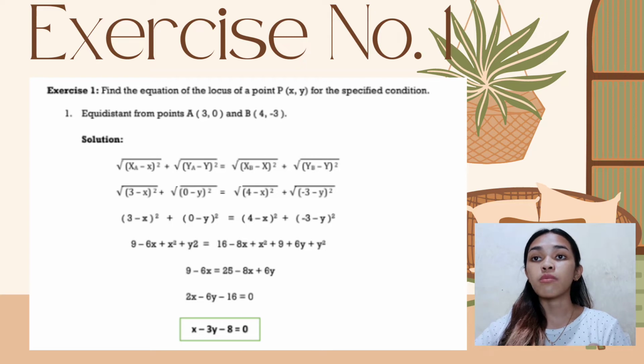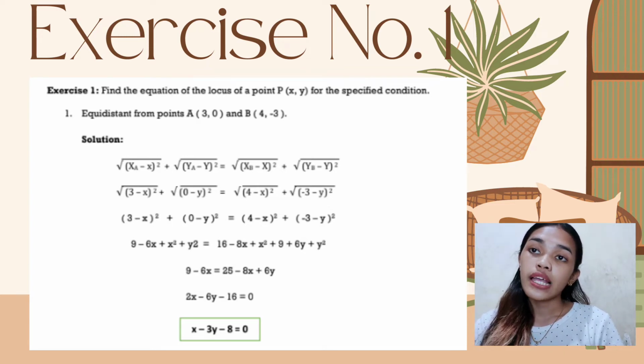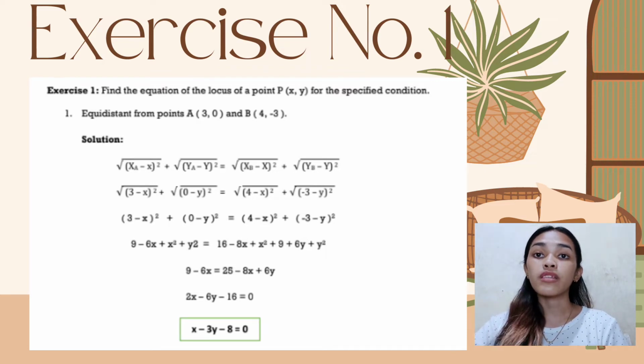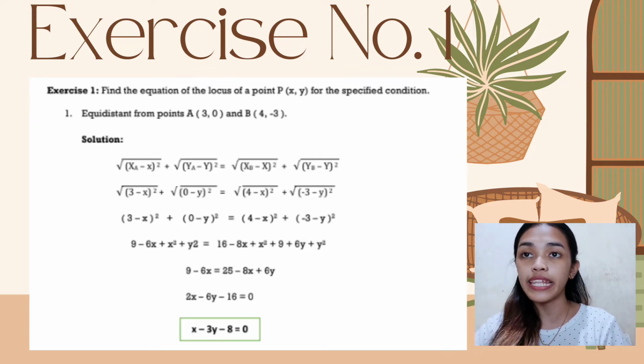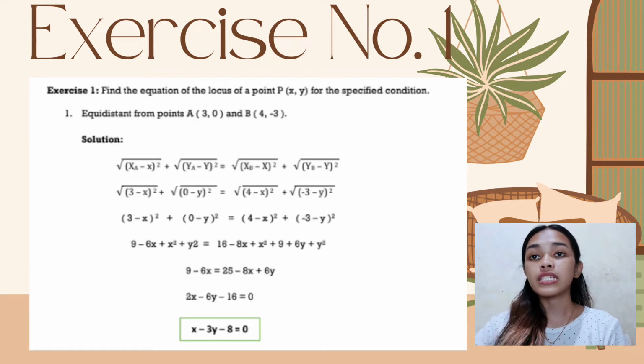By substitution, it will be square root of 3 minus x squared plus square root of 0 minus y squared is equal to square root of 4 minus x squared plus square root of negative 3 plus y squared. So it will be 3 minus x squared plus 0 minus y squared is equal to 4 minus x squared plus negative 3 minus y squared. And after that, it will be 9 minus 6x plus x squared plus y squared is equal to 16 minus 8x plus x squared plus 9 plus 6y plus y squared.